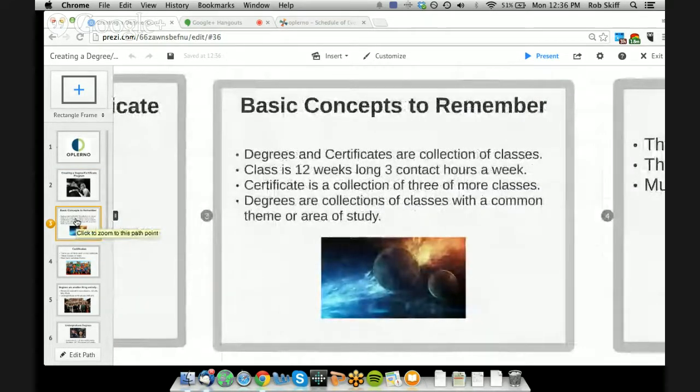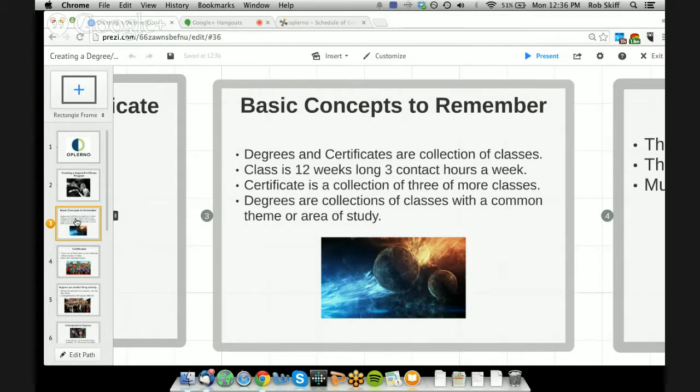So the basic concept to remember is that degrees and certificates are collections of classes. And different parts of the world have different definitions of what they mean. Now a class at Oplerno is 12 weeks long, 12 continuous weeks, and has 3 contact hours per week, and those contact hours are Carnegie units.